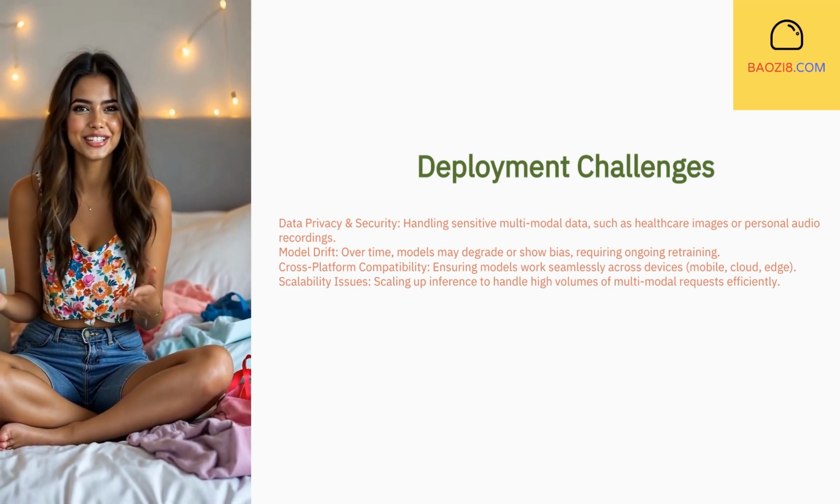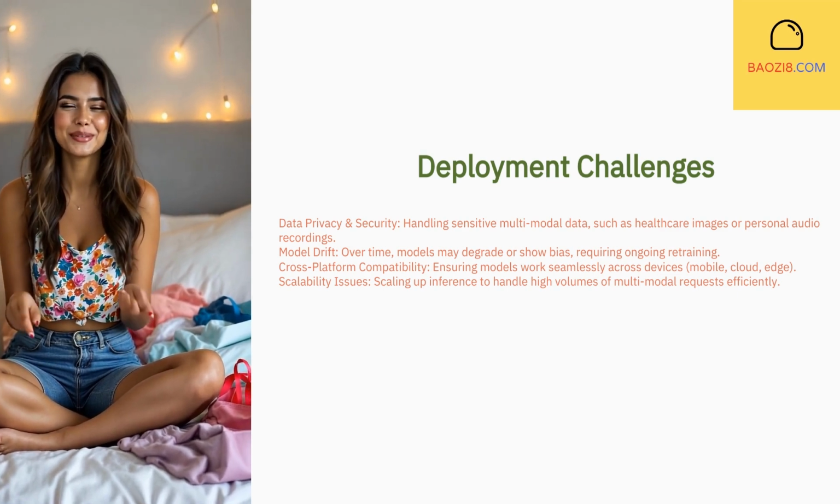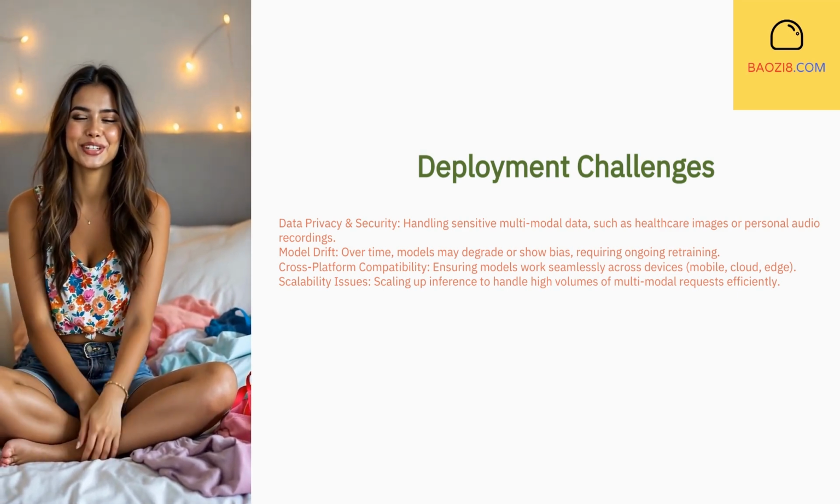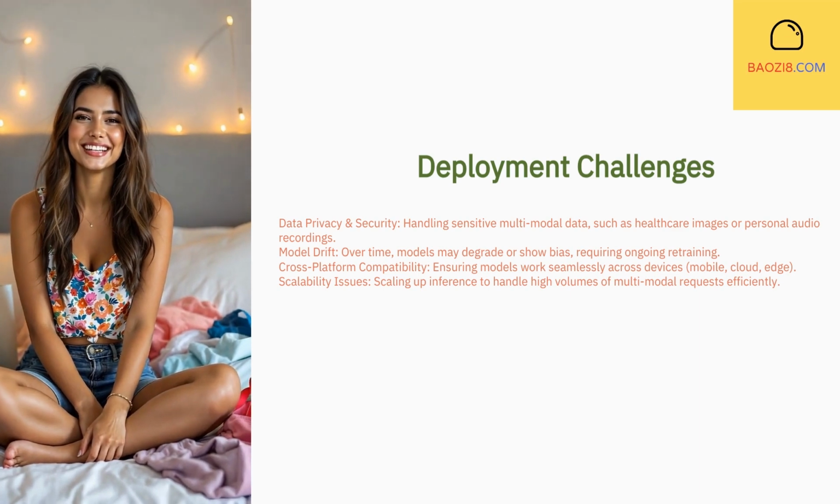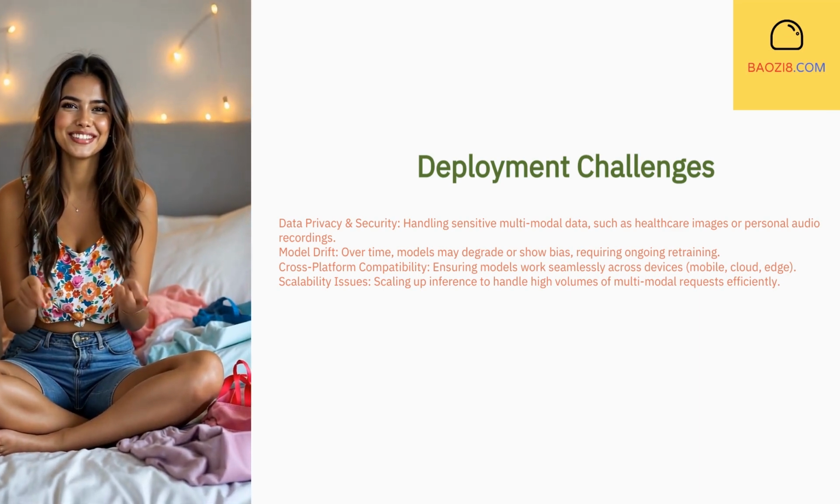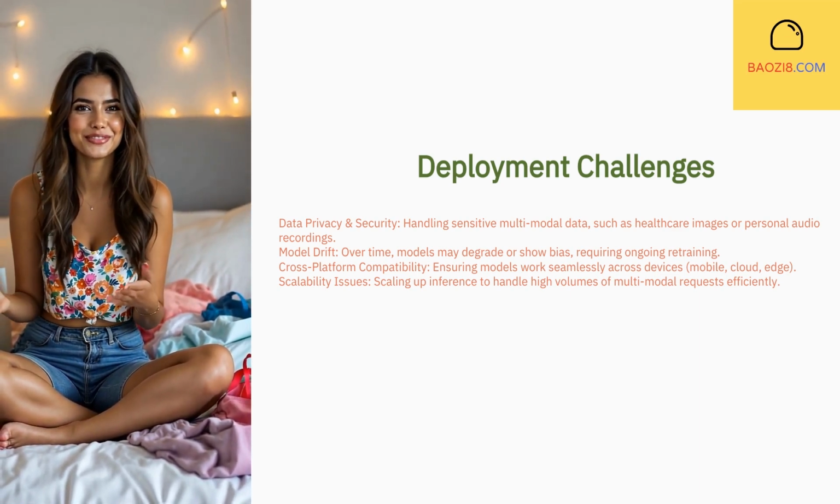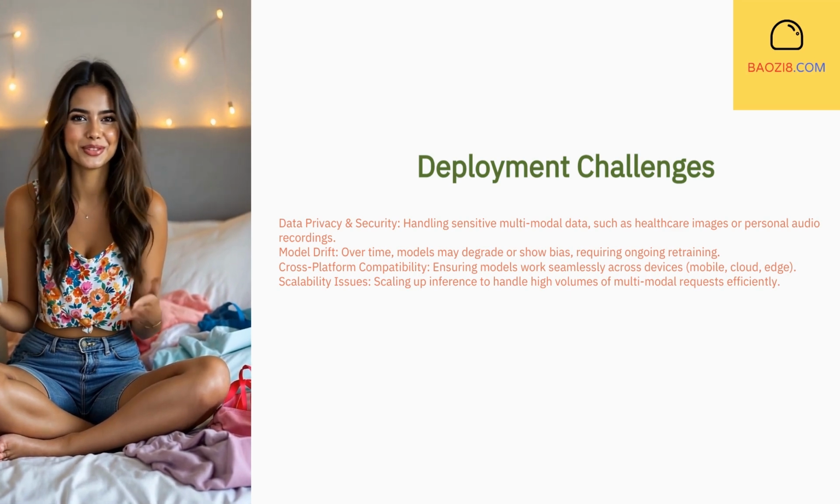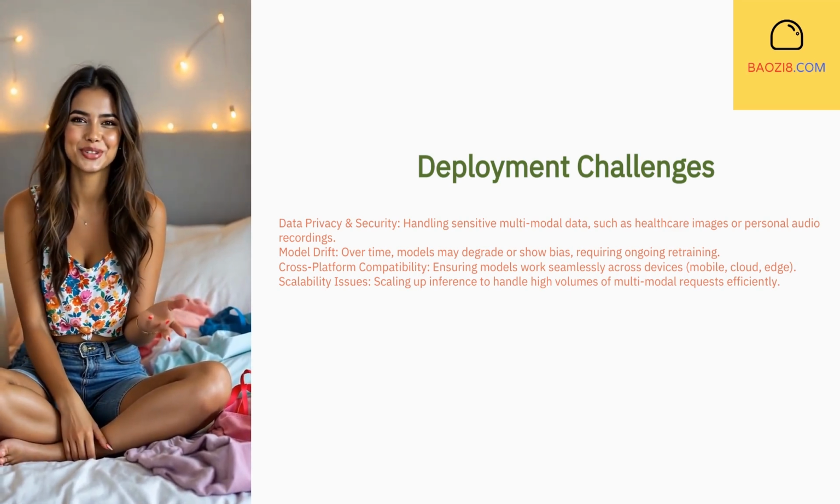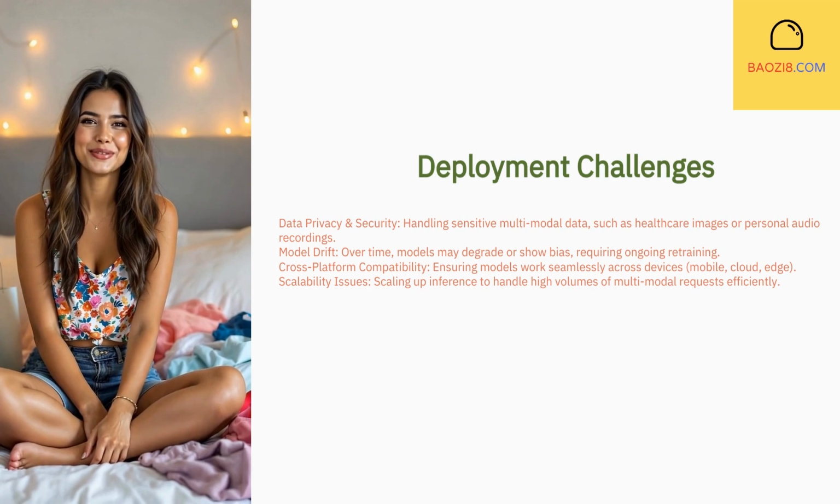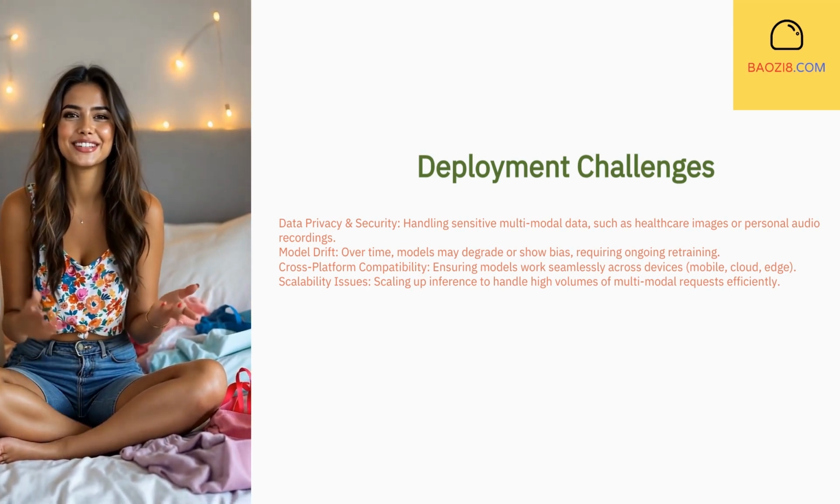Data privacy and security are major concerns when dealing with sensitive multimodal data, e.g., healthcare images or personal audio. Data needs to be processed and stored with strong security measures to comply with privacy regulations like GDPR. Model drift refers to a situation where the model's performance degrades over time due to changes in the data distribution. Continuous monitoring and periodic retraining are necessary to maintain accuracy and fairness.